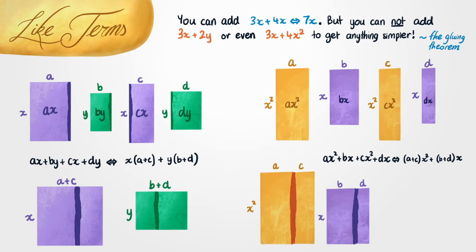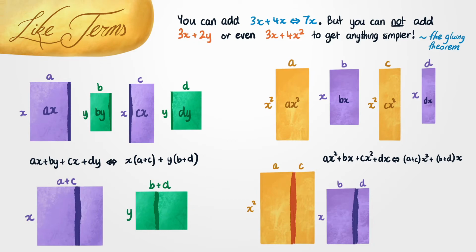Okay, so the first thing I want to note is, it doesn't really matter whether we write the thing on the left or on the right, because we know that 3 times 4 is the same thing as 4 times 3, so you can always swap the order of these two things and the answer won't actually change. And the other thing I need to say is, you can only glue things together if you're absolutely sure that they have at least one side in common. And this immediately explains why you can glue 3x plus 4x to make 7x, but you can't glue 3x plus 2y, and you definitely can't glue 3x plus 4x squared.